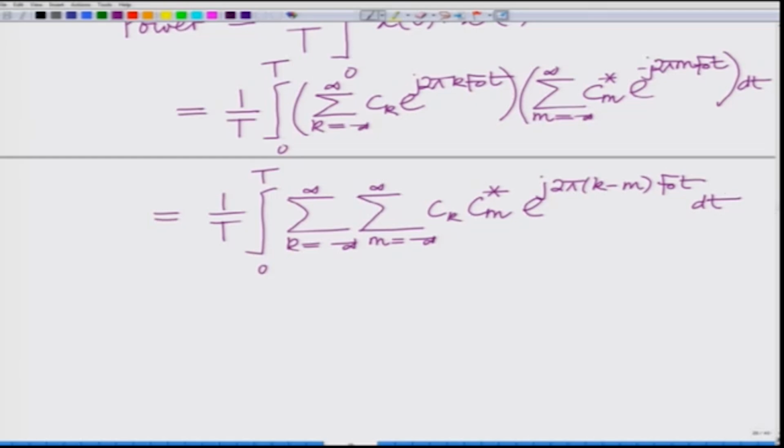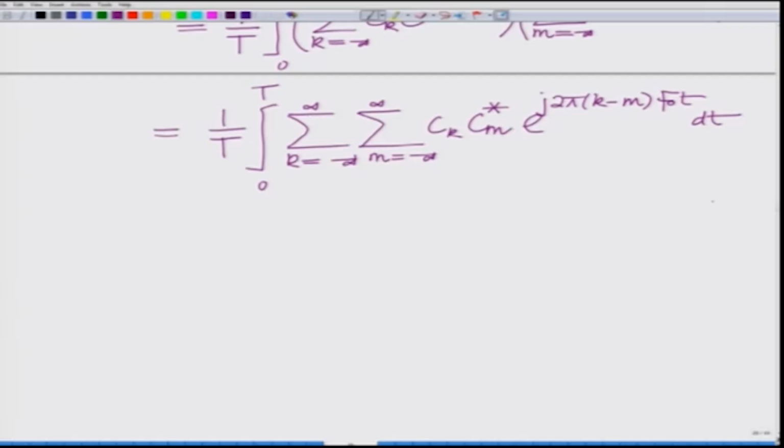Now, similar to our derivation of the Fourier series coefficient, what we are going to do is interchange the summation and the integration operations, all right. And what we are going to have then is basically the interchanged summation and integration operations.